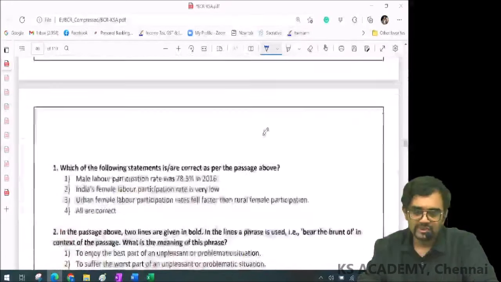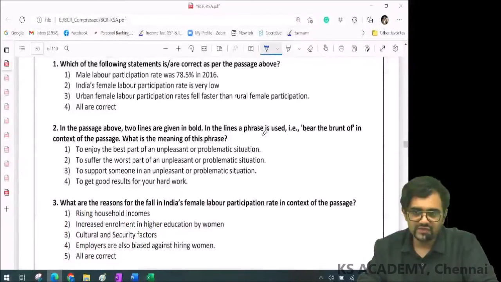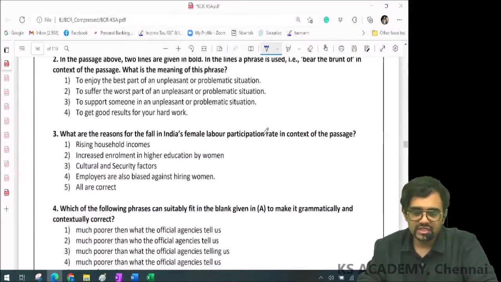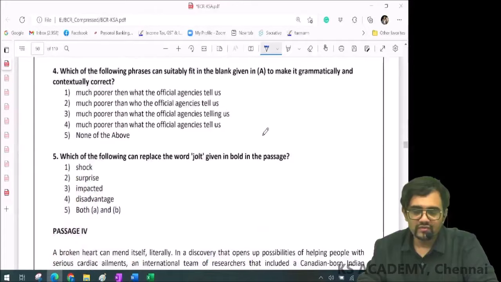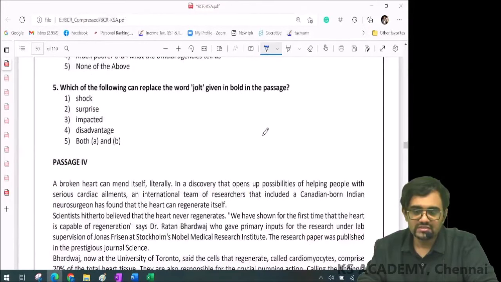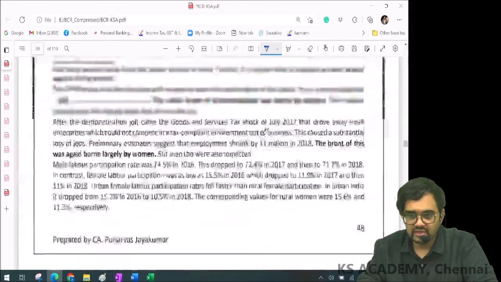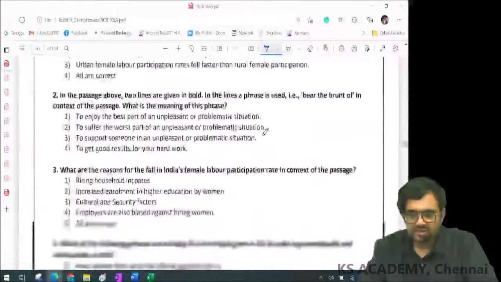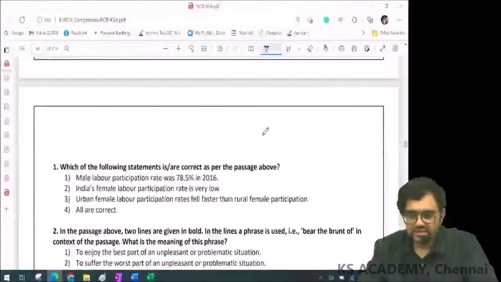Solve passage number 3. Take your time. See the questions first. You'll get an overall idea of what the passage may be, and then you can solve. Passage number 3. 1, 2, 3, 4, 5. Please try to do that.